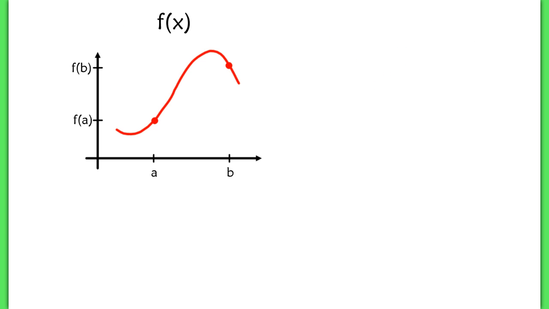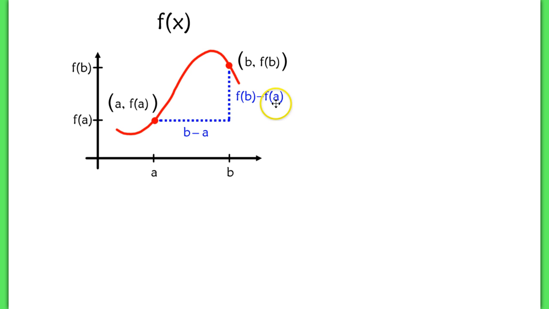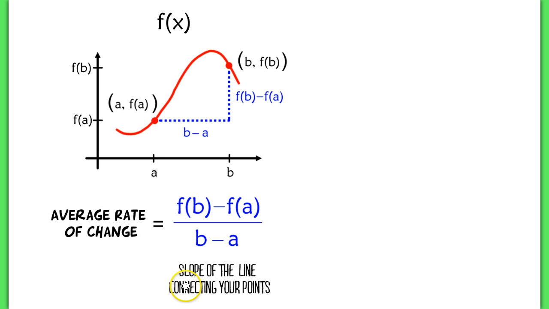So let's say we have some function f of x here, and as you can see we have points a comma f of a and b comma f of b. Now if I draw a line through those 2 points, we call that a secant line, and we have the coordinates a, f of a and b, f of b. Now if we find the slope here, what we're looking at is the change in the y values over the change in the x values. In other words, that's f of b minus f of a over b minus a. So that leaves us with our average rate of change, which is simply the slope of the line that connects these points. In other words, the slope of the secant line.